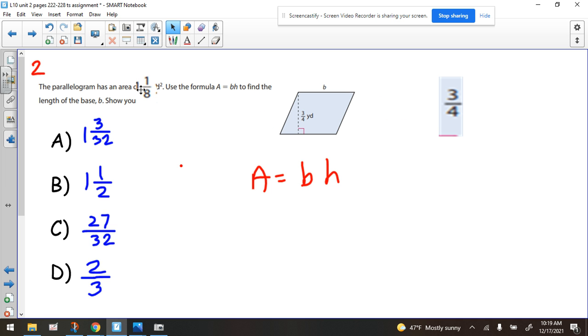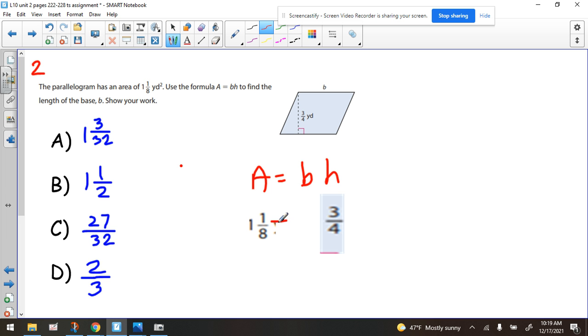Now this value right here is the area, so we're going to put that underneath the letter A. And this would be the height, so we're going to put that underneath the H. And let's finish the equation. So this is some number times 3/4 would equal 1 1/8.